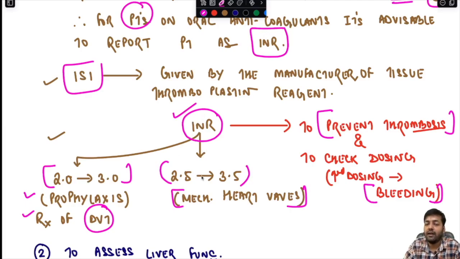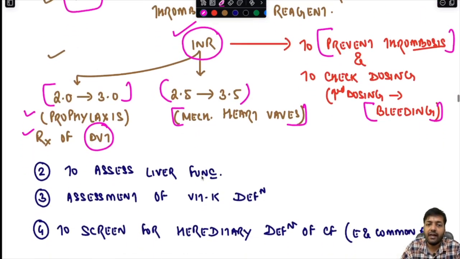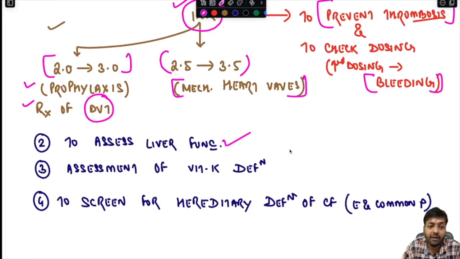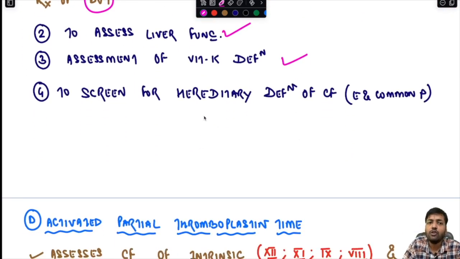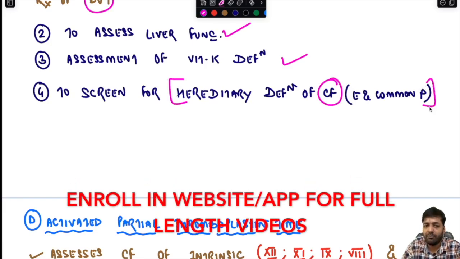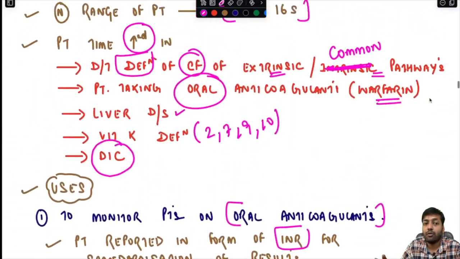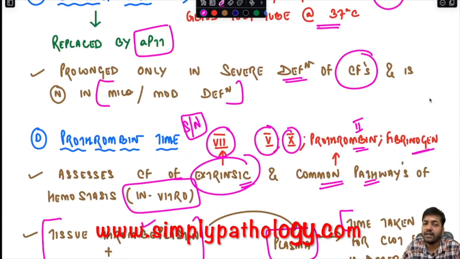You repeat the INRs when the patient is admitted for any reason. So you monitor on a daily basis, or from time to time you are monitoring the INR levels, so as to calibrate the dosing of the anticoagulant that you are giving to the patient. Second important use of prothrombin time is to assess liver function. Thirdly, for the assessment of vitamin K deficiency, and also to screen for hereditary deficiency of clotting factors of the extrinsic and the common pathways. Okay, so this is all about the prothrombin time, which can be asked as a short note in the exam.